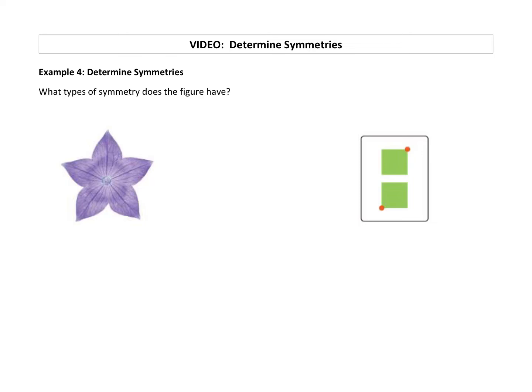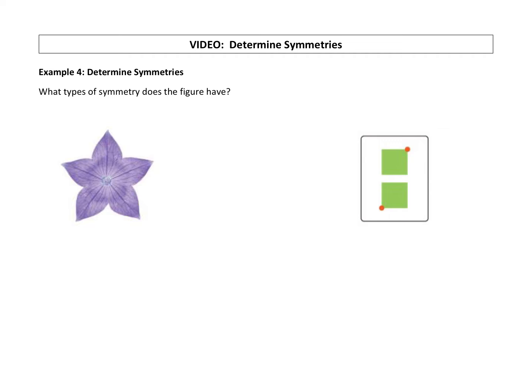In this video, we're going to determine symmetries, looking at a couple figures and identifying what types of symmetry the figure has. So first we have this beautiful purple flower. I look for lines of symmetry first, and then I'll look for rotational symmetries after that.